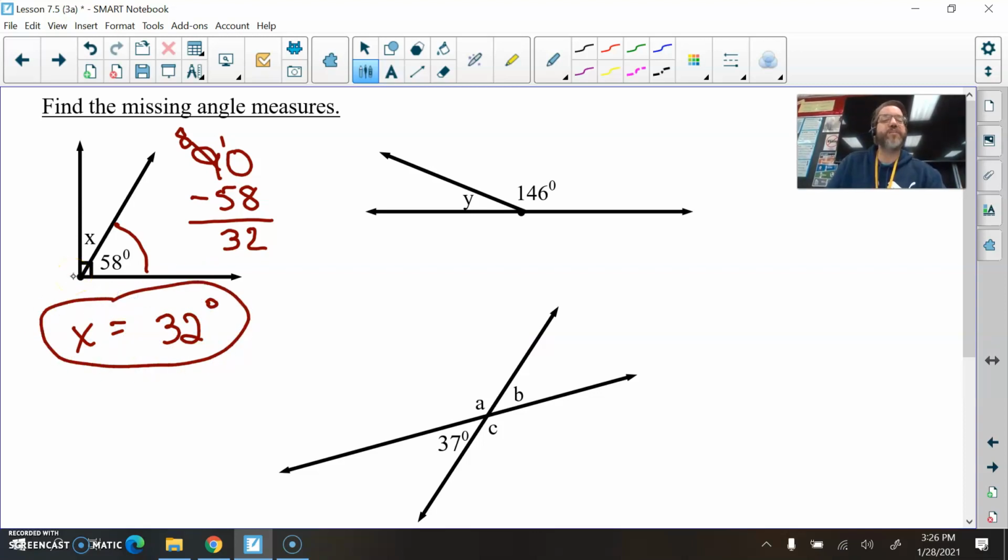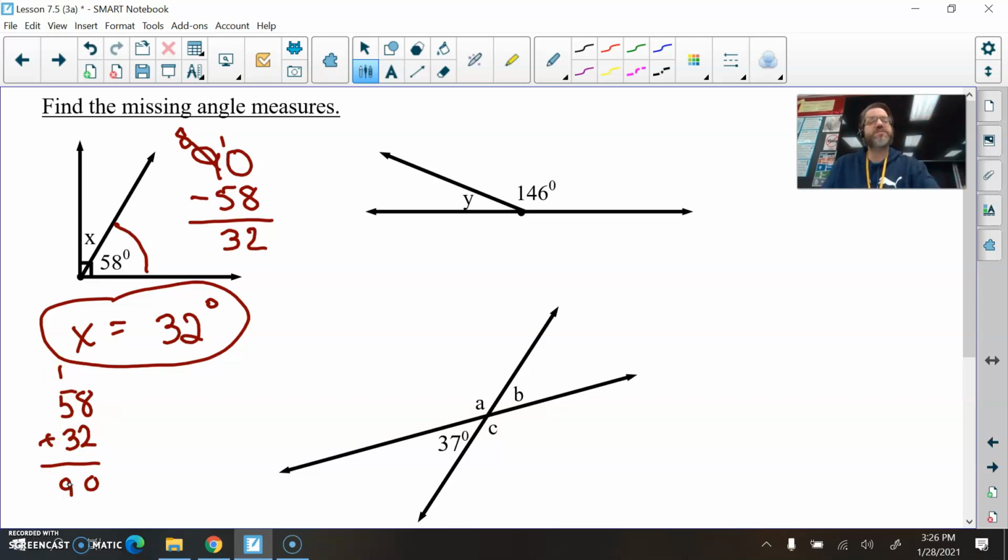And you can check your math on that. Just take 58 plus 32. And what should it equal if we add those together? Well, it should equal 90 degrees. 8 plus 2 is 10, carry the 1, 5 and 1 is 6, plus 3 is 9. There's your 90 degrees right there.